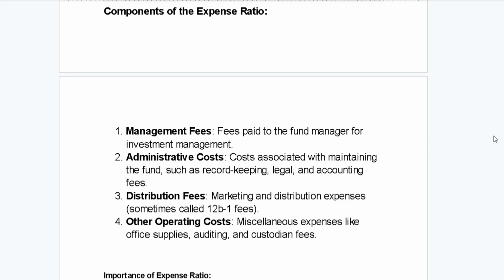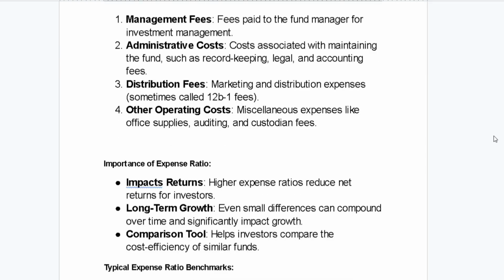So the importance of the expense ratio is that it impacts the return. If the expense ratio is high, then it will reduce the net return for investors. For long term growth, even a small difference can compound over time and significantly impact growth. It is also a comparison tool; this helps investors compare the cost efficiency of similar funds.